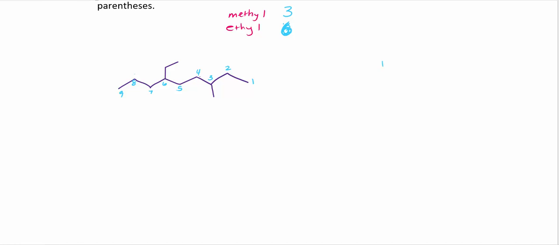So it's still nonane, but now we have a methyl at 3 and an ethyl at 6. But we need to put our substituents in alphabetical order. So this would be 6-ethyl, because E comes before M, 3-methyl nonane.